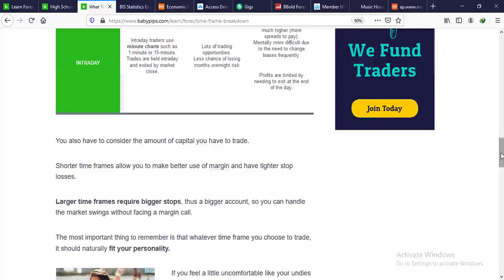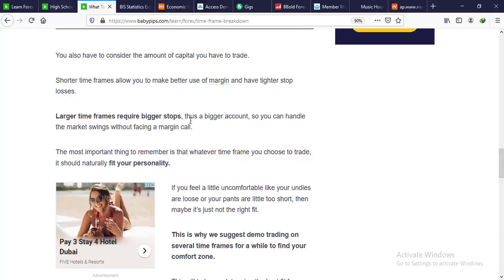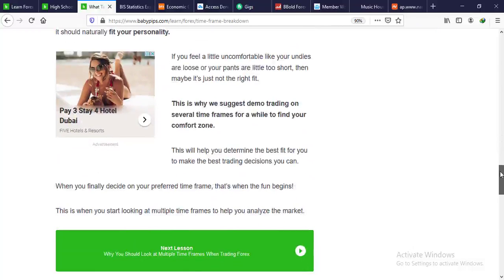I said that. And then your personality. Larger time frames require bigger stops, thus a bigger account, so you can handle the market swings without facing a margin call. The most important thing to remember is that whatever time frame you choose to trade, it should naturally fit your personality. So think of the account balance you are going to invest. Think of your personality, what you really want.